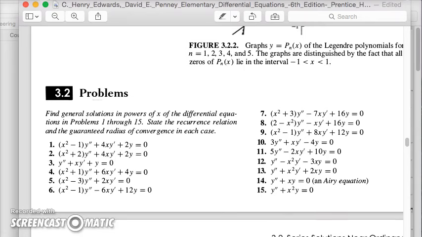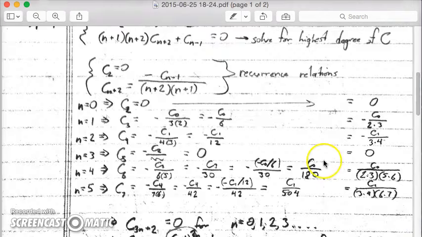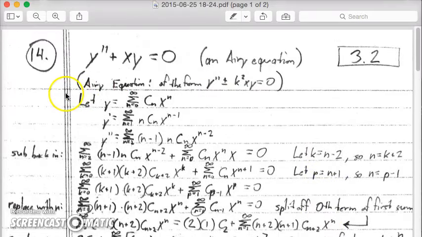Let's figure out what that means. I rewrote it, here's my work. I did a little research, and the Airy equation is something in the form of y double prime plus or minus a constant squared times xy equals 0. Luckily, this one was a pretty standard example.